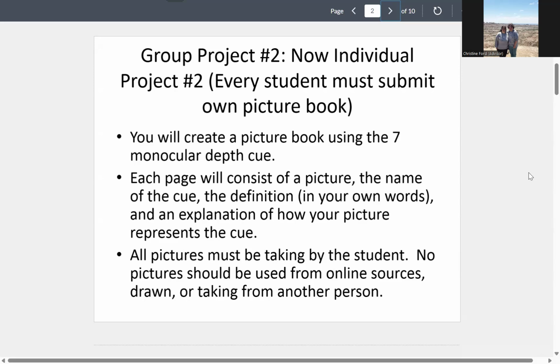Each page will consist of a picture that you have taken, either on your phone or with a camera, the name of the cue, the definition in your own words, and an explanation of how your picture represents the cue. So each PowerPoint page or each online page will consist of those things. All pictures must be taken by you. No picture should be used from online sources. They should not be drawn or taken from another person. Okay.